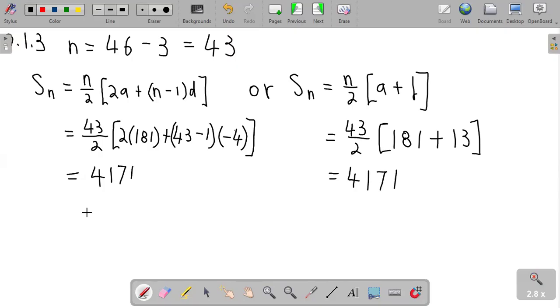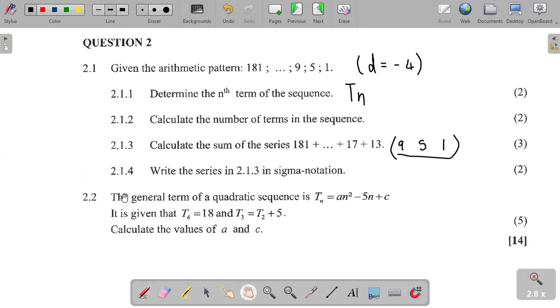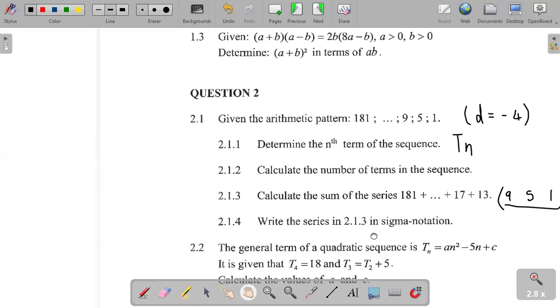And then we go to 2.1.4. What do they want? Write the series in 2.1.3 in sigma notation. Okay, they want this in sigma notation. So they want the one in 2.1.3, the one with 43 terms, remember, okay?